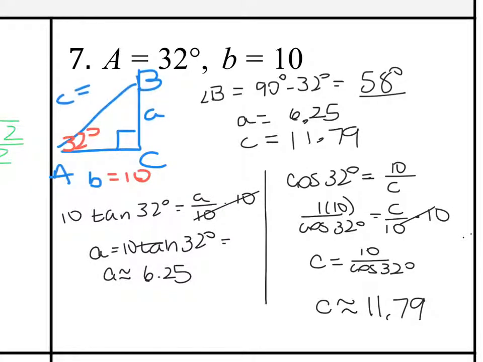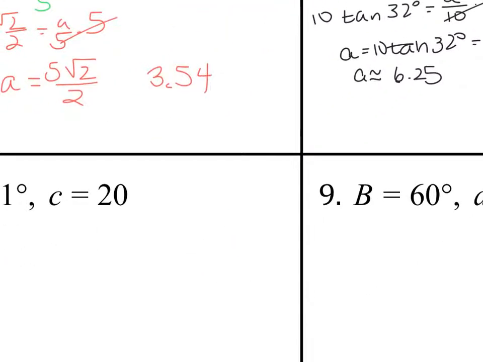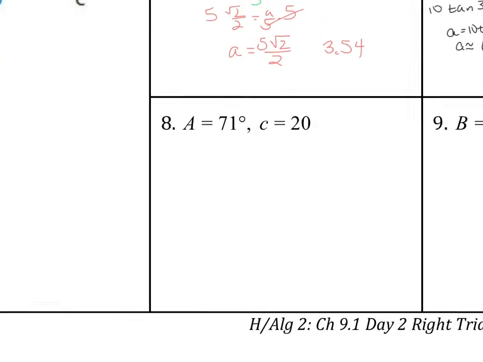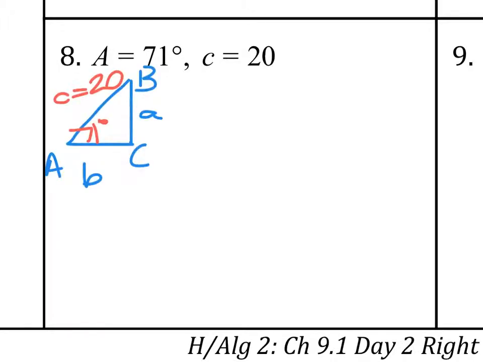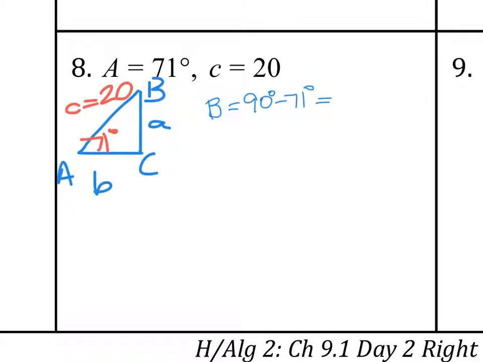11.79. Okay, so let's go ahead and try the next example here. We have A at 71 degrees and C at 20. So let me draw my picture first. Okay, so we know that A is 71 degrees, so we need to find out what angle B is. So what is B? In order to do that, we just do 90 degrees minus 71 degrees. So B is 19 degrees.